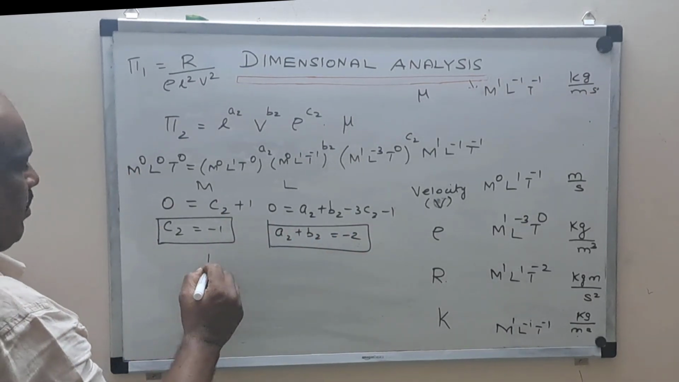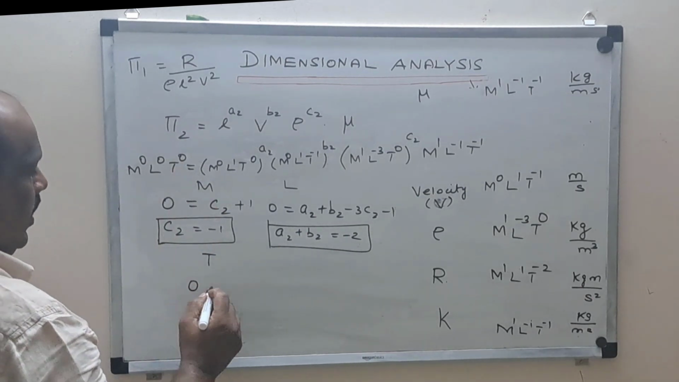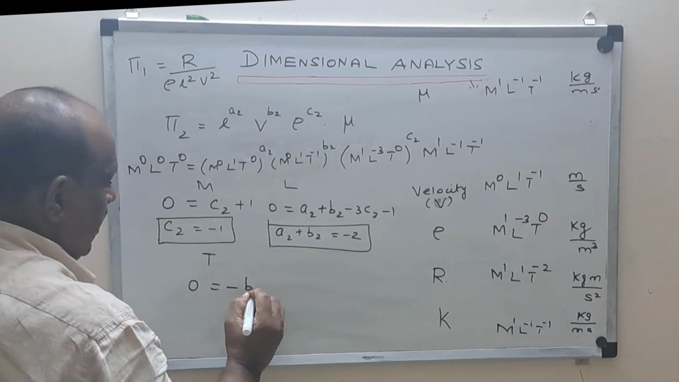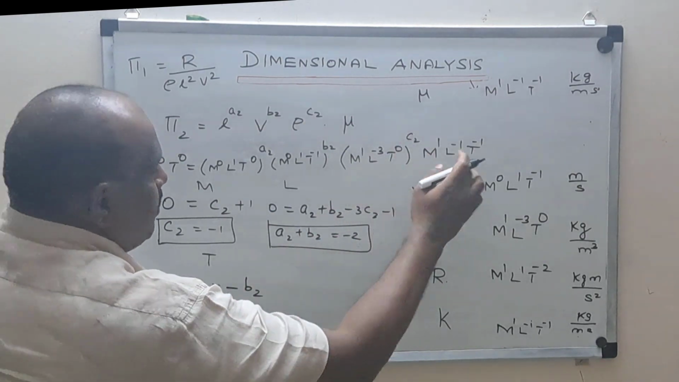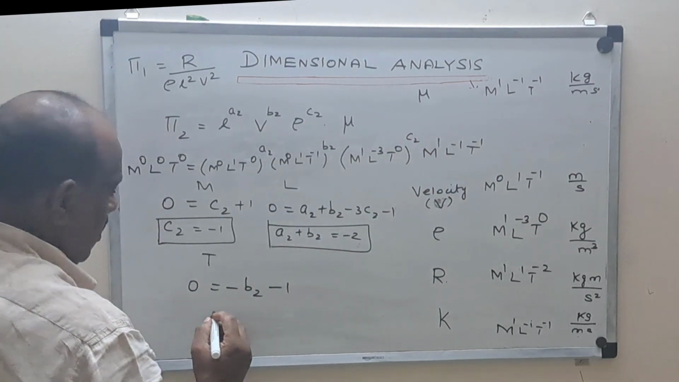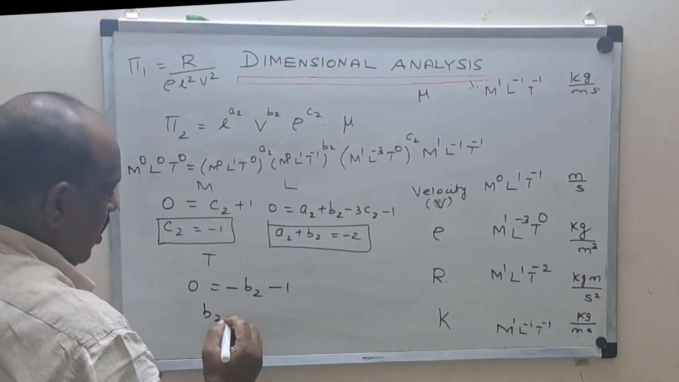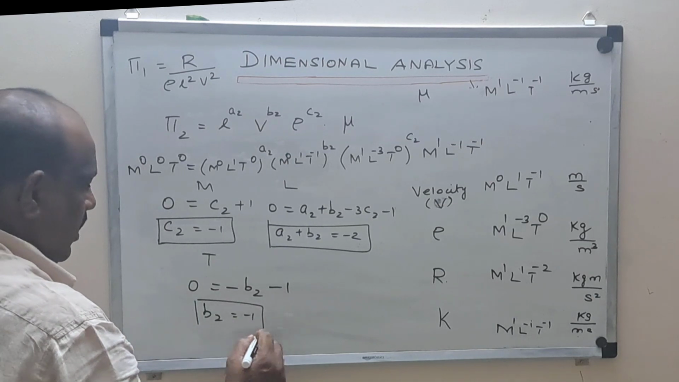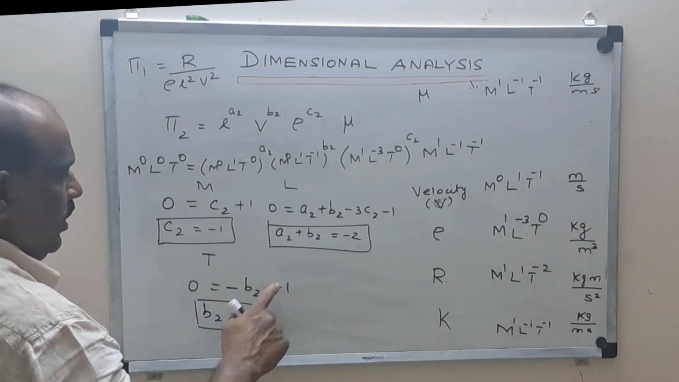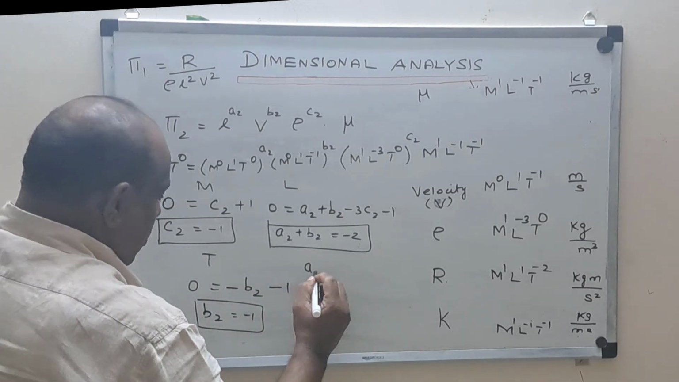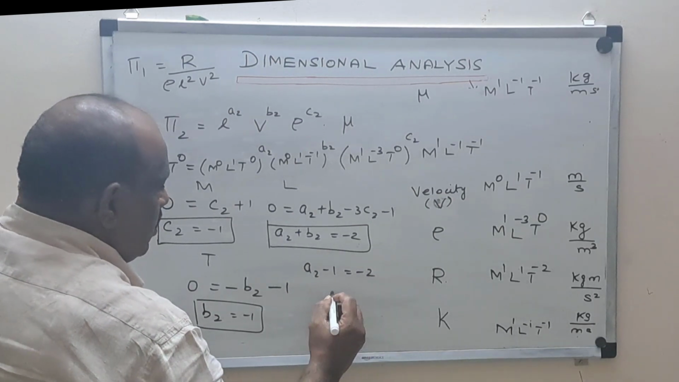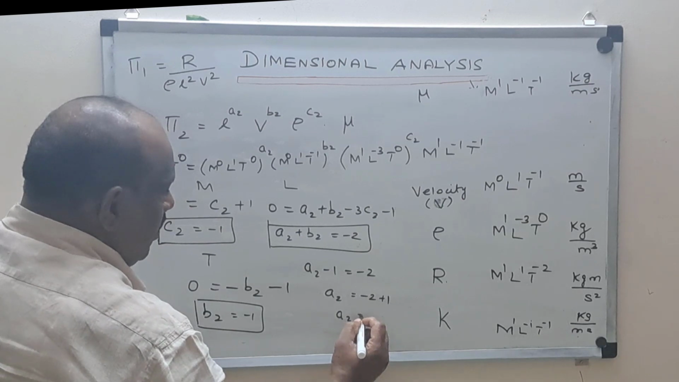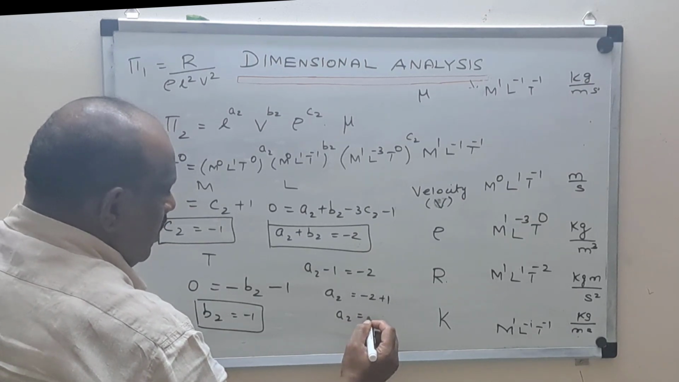Now let us compare the coefficients of T. It is 0 here, here also it is 0, and here it is minus B2. Here it is 0, here it is minus 1. So B2 is equal to minus 1. I am taking B2 to this side, so B2 equal to minus 1. Now substitute the value of B2 in this equation, and I will get A2. So A2 minus 1 equal to minus 2. So A2 is equal to minus 2 plus 1. So A2 will be equal to minus 1.